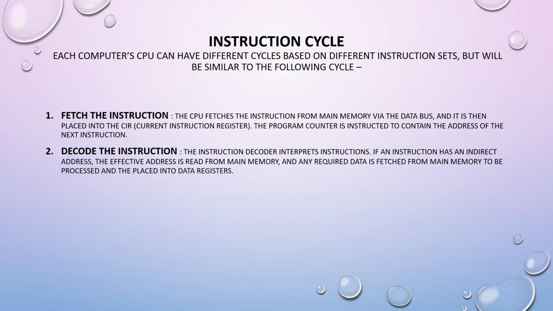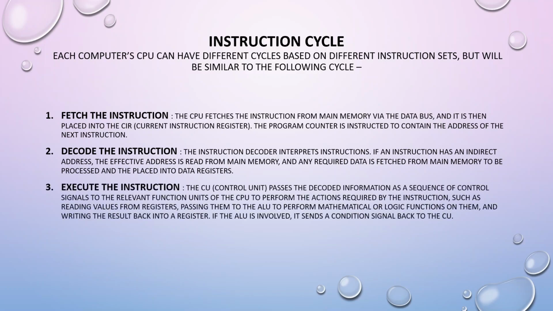2. Decode the instruction. The instruction decoder interprets instructions. If an instruction has an indirect address, the effective address is read from main memory, and any required data is fetched from main memory to be processed and placed into data registers.